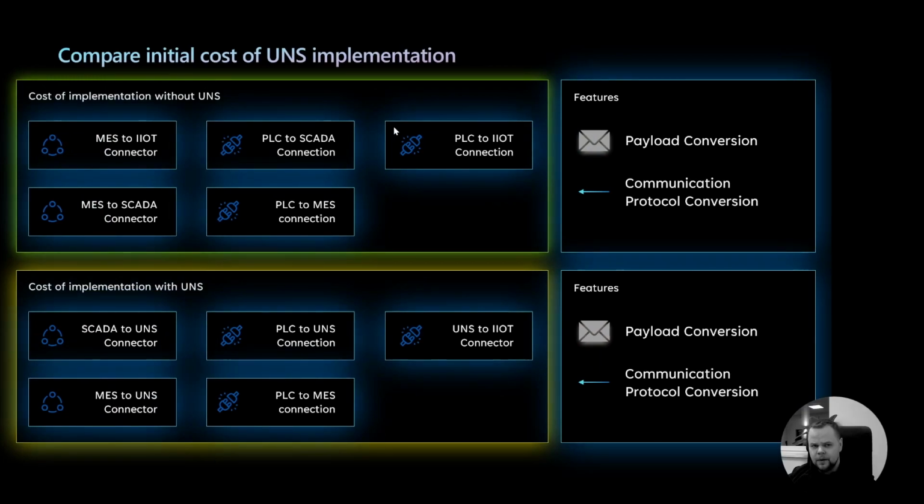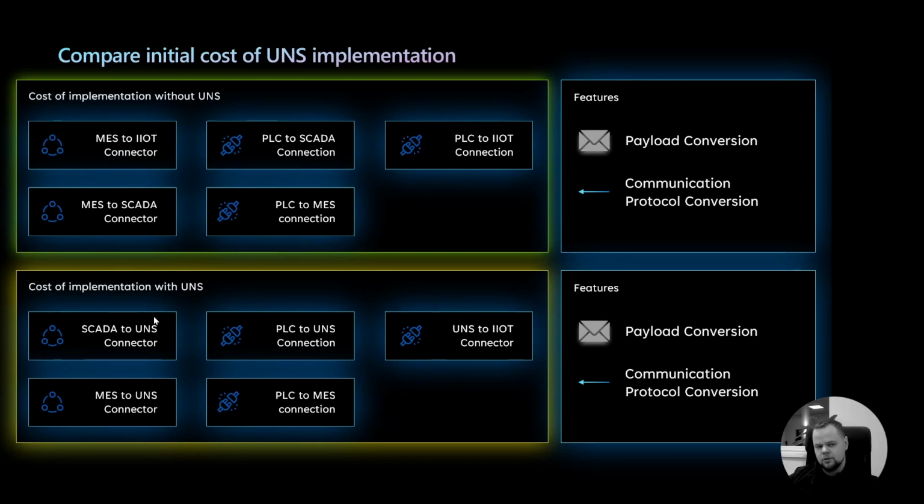If we want to compare the cost of implementation without unified namespace and with unified namespace, by the number of connectors that we need to write, as you see, regarding the payload conversion and communication protocol conversion, we need to do both in each place because we still need to convert to the UNS format. And if we compare without UNS, you need to just connect directly MES to IoT platform, MES to SCADA, PLC to SCADA, PLC to MES, and PLC to IoT. So it's kind of peer connections to specific systems. And you need to basically implement the same number of connectors, but just to UNS.